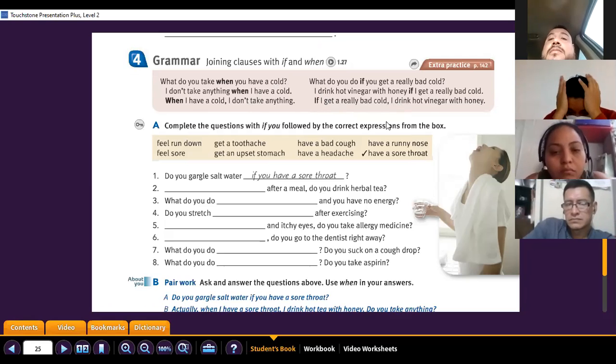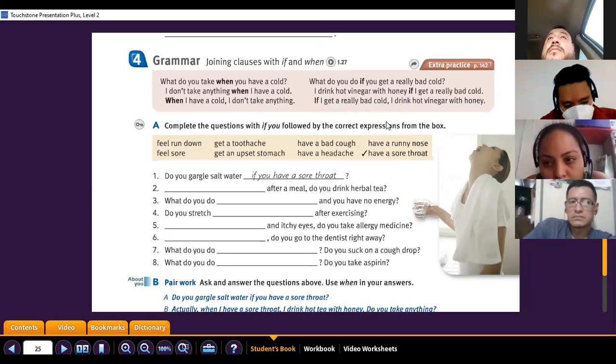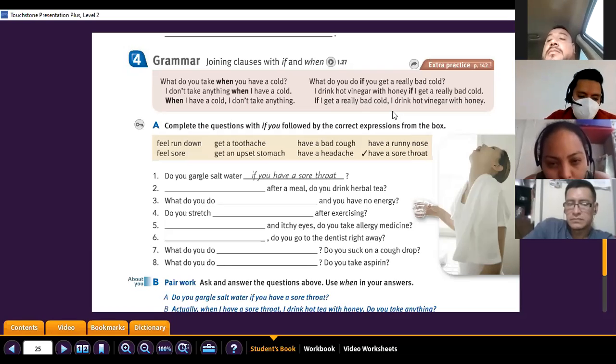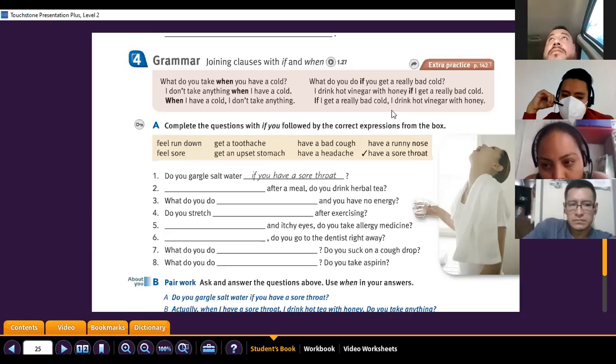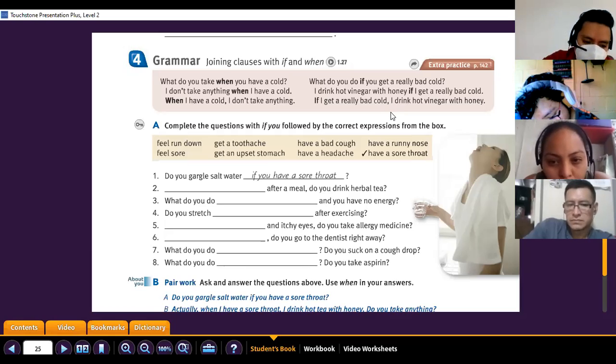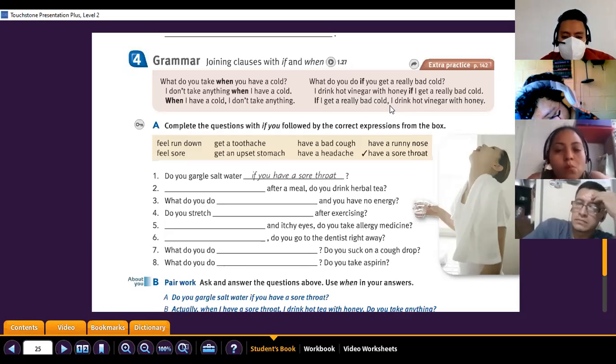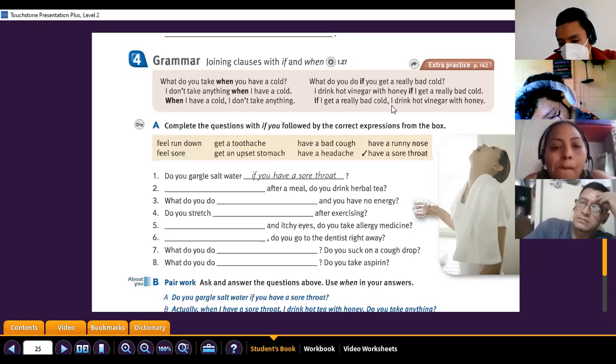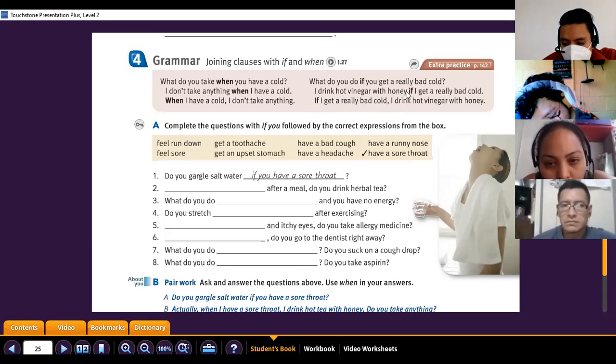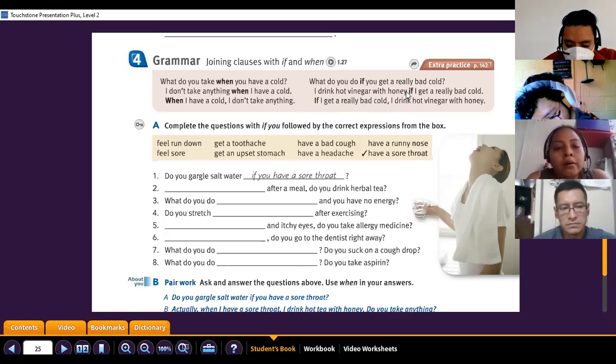Why do you use a comma, Harrison? In this case, you use it to divide the two sentences. If I get a really bad cold, comma, I drink hot vinegar with honey. If you don't have if at the beginning and if is in the middle of the two sentences, no comma. I drink hot vinegar with honey if I get a really bad cold.